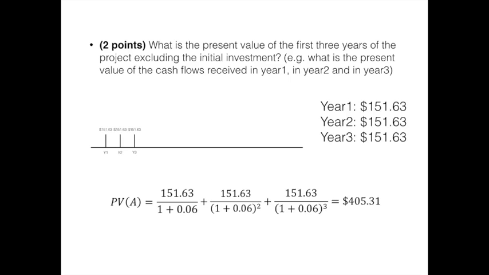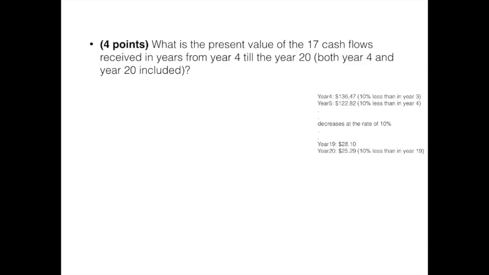Okay, now we come to a little bit trickier part. What is the present value of the 17 cash flows received from year 4 till year 20, both year 4 and year 20 included? So this is the description. Year 4 is 136.47, and it decreases at a rate of 10% until it reaches 25.29 in year 20. So this is our cash flow stream.